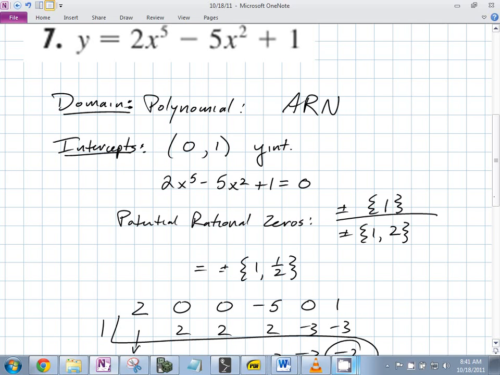A cubic could cross 3. A fifth degree could cross 5. But we think that none of them are rational because we tested all of the potential rational zeros. Does this mean we just stop and give up? No, we don't stop and give up. We keep on going. So what's the next thing?